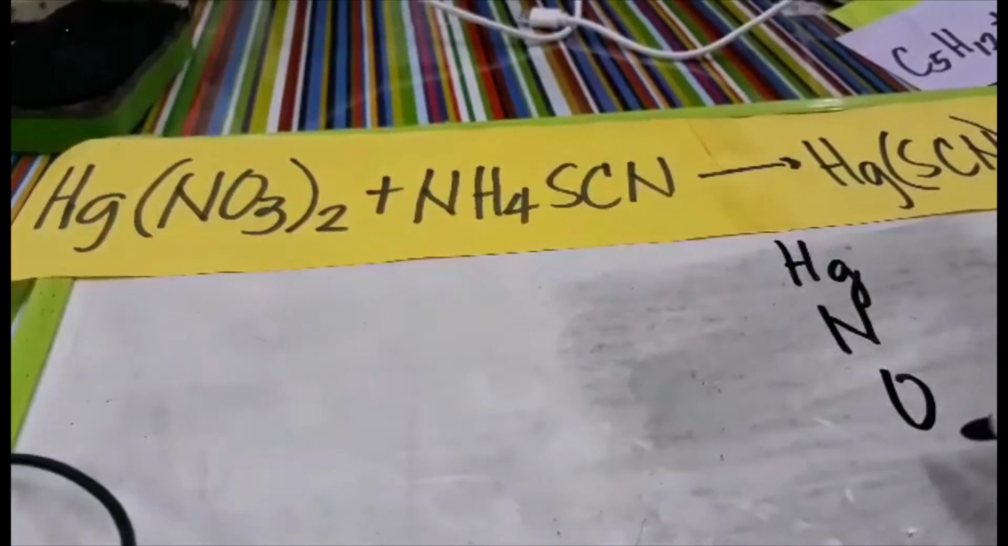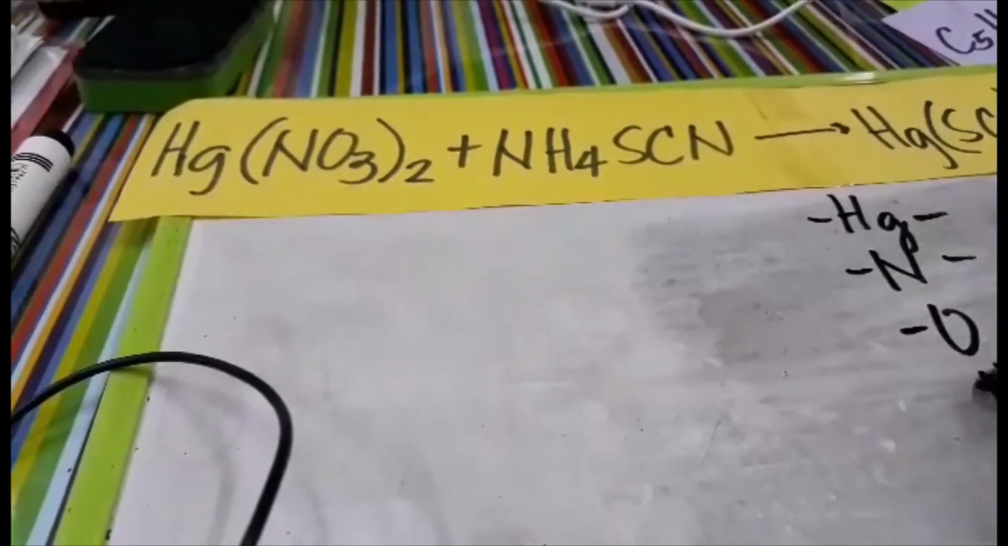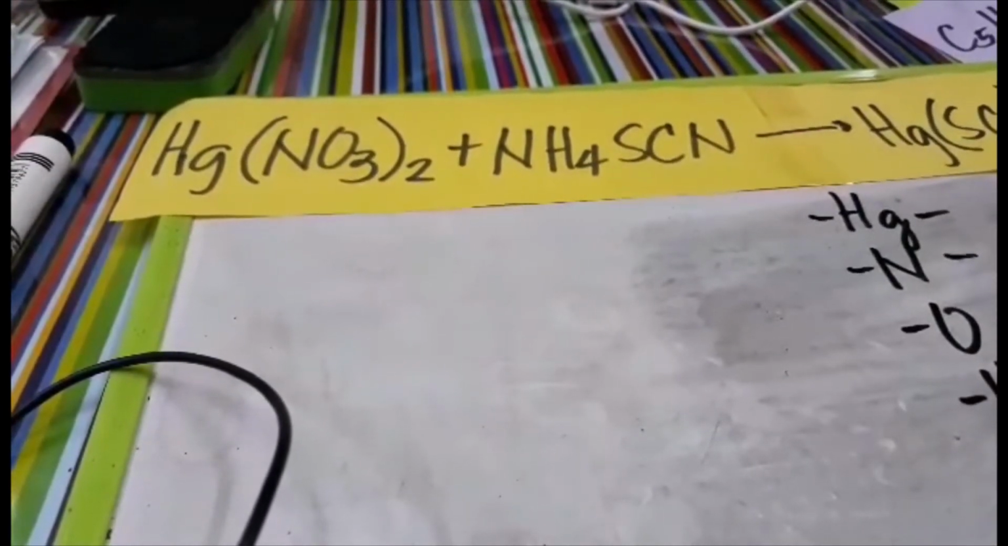So first we have the mercury, we have the N, O, we have H, S, C, N. Okay? So let us try to count the number of elements per side.